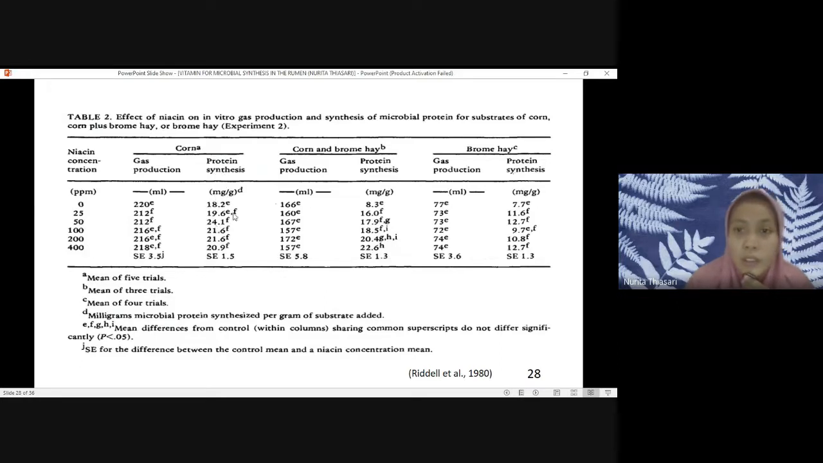the corn and bromhe was different. So we can see the bromhe has the lowest protein synthesis, and the second highest is the corn with the bromhe, and the last one is the corn. This result is affected by the energy in the diet. So if the diet contains high energy or enough energy, it will cause higher protein synthesis.